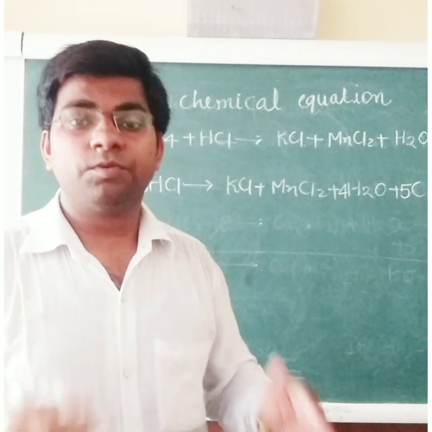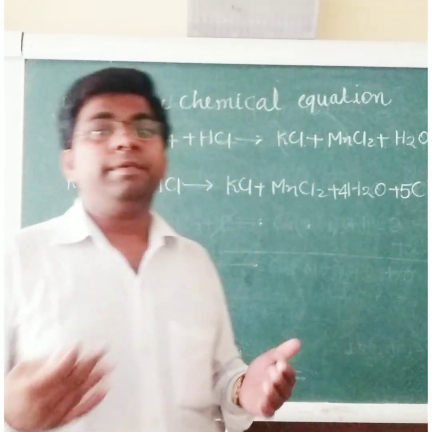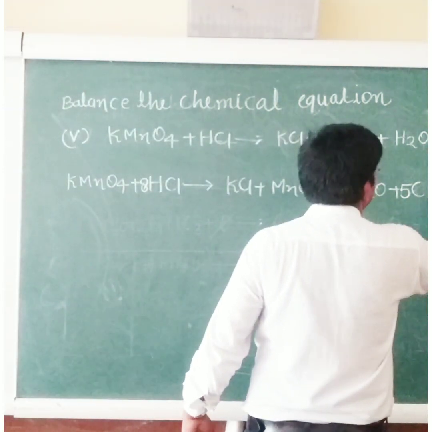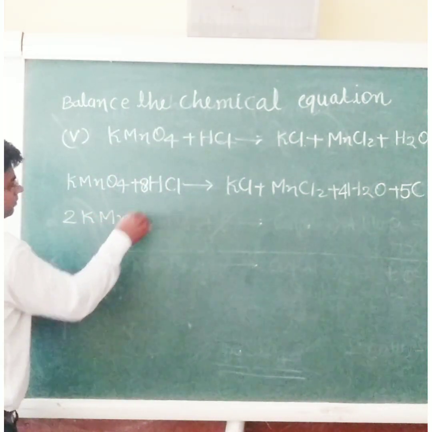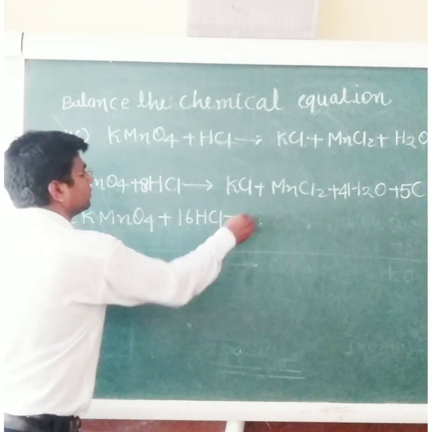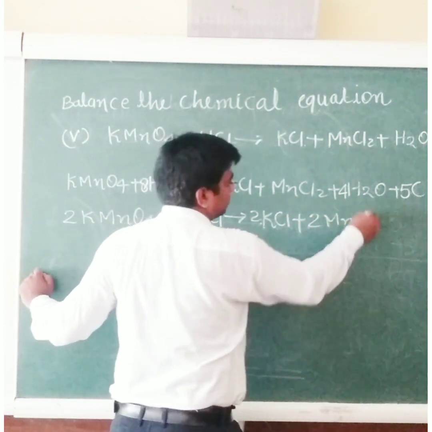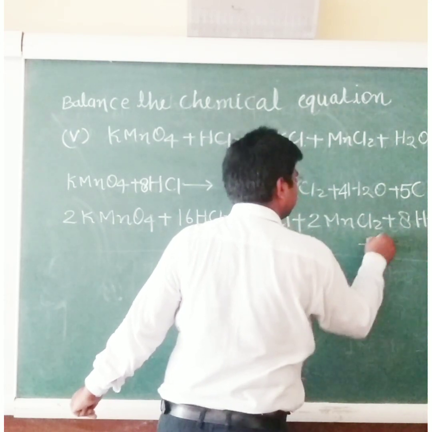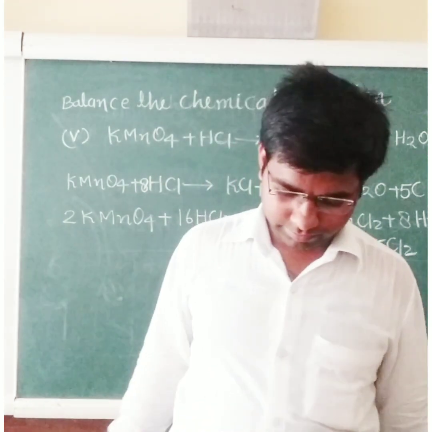Now we need to write the chlorine from atomic form to molecular form by multiplying by 2. Then 2 KMnO4, 16 HCl, 2 KCl, 2 MnCl2 plus 8 H2O plus 5 Cl2. This equation is balanced.